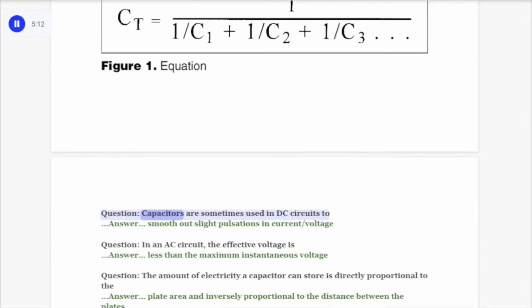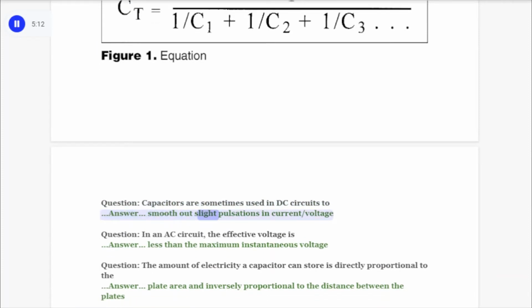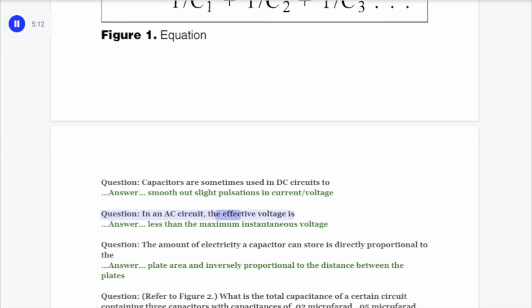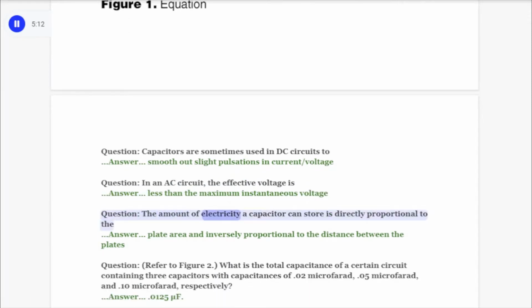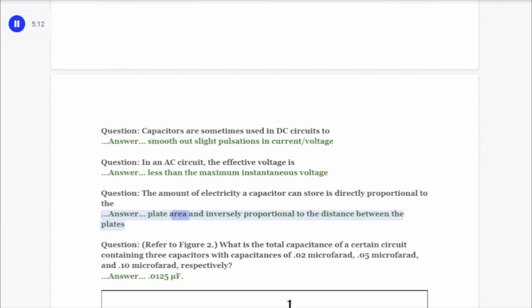Question. Capacitors are sometimes used in DC circuits too. Answer. Smooth out slight pulsations in current/voltage. Question. In an AC circuit, the effective voltage is. Answer. Less than the maximum instantaneous voltage. Question. The amount of electricity a capacitor can store is directly proportional to the. Answer. Plate area and inversely proportional to the distance between the plates.